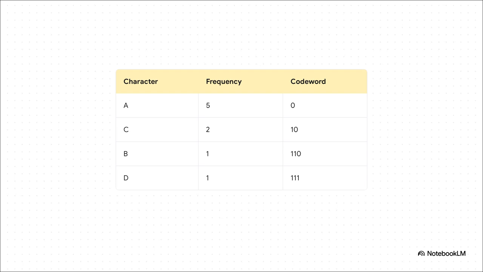And look at that. A, our most frequent character, has the shortest code, just 0. And B and D, the rare ones we merged first, they got pushed to the bottom and have the longest codes. This is a provably optimal result, built from one of the simplest greedy rules imaginable.